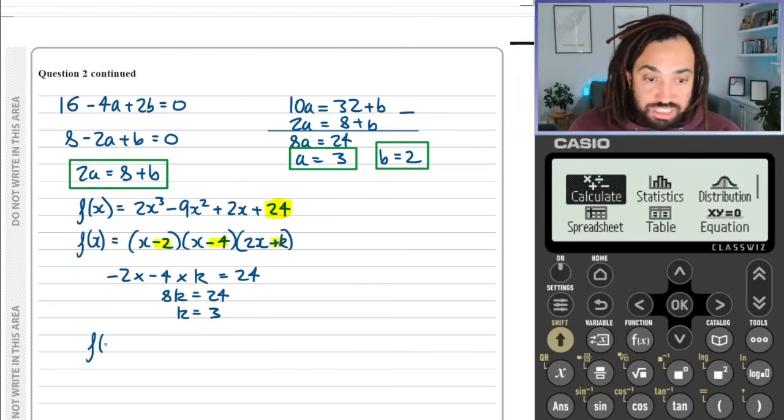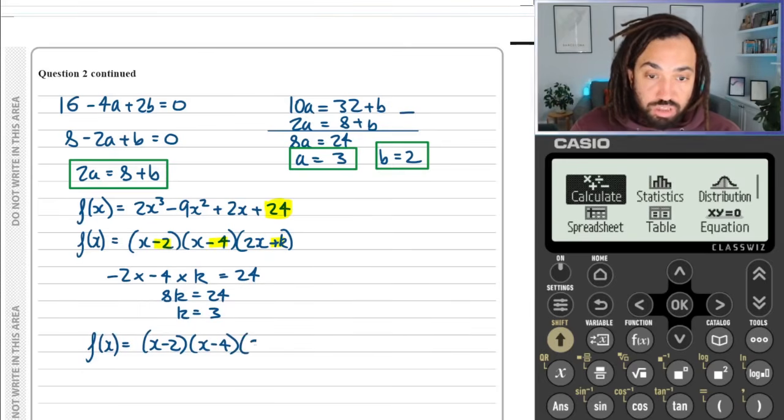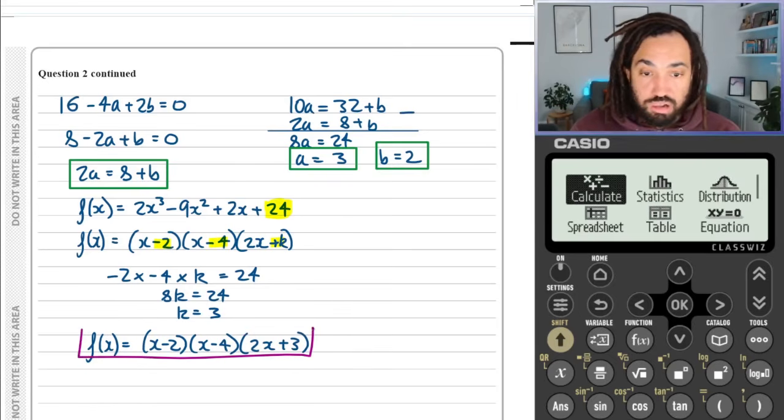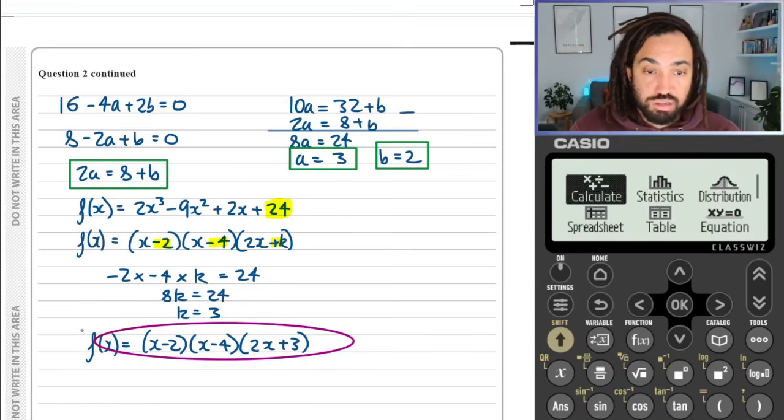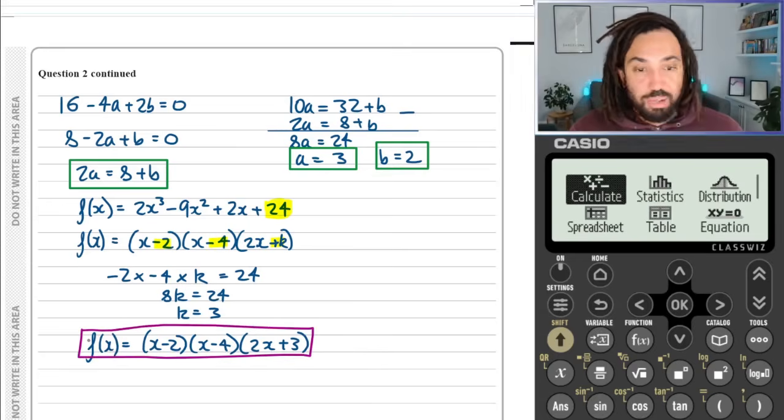So we can write it out in full as x minus 2, x minus 4, 2x plus 3 for our final answer.